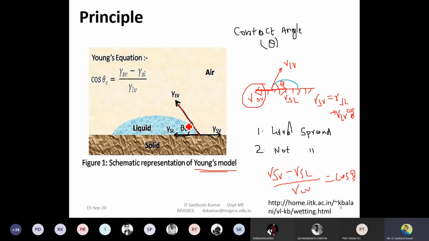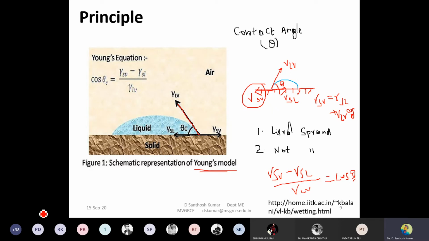But once you get a theta, how can you say that yes, this is a good wetting and this is no wetting and all the things? So the theta is the factor. The range of the theta is very important here. So what is that range of theta? Depending upon whether the theta is less than 90 or greater than 90.